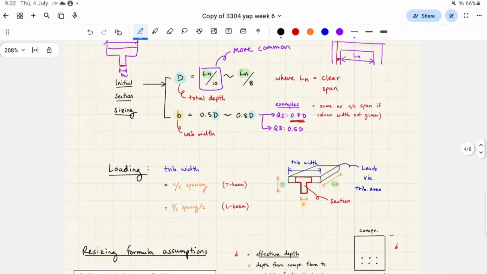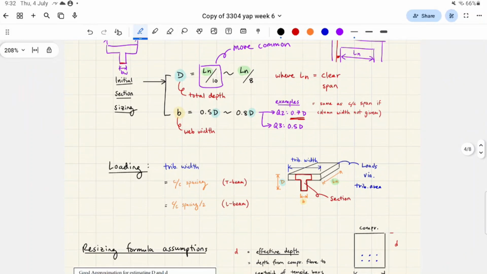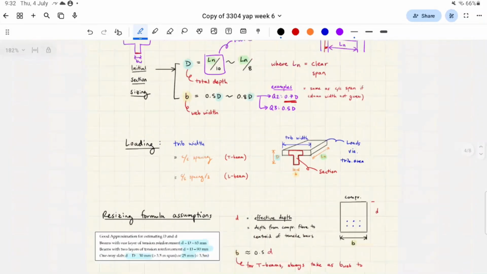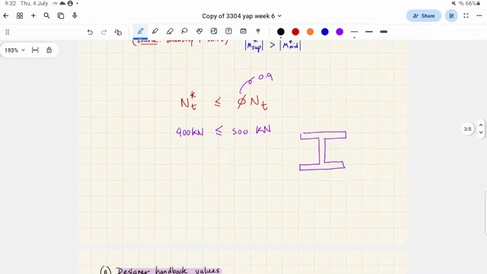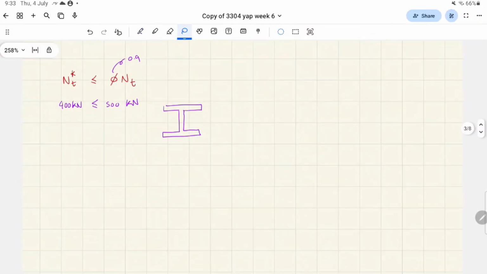Okay. Another thing after initial section sizing, you'll see in the steps, is loading, right? So tributary width. Did you have to do this in steels? Can one of the third years inform me on this? I remember it being thrown around, so I'm pretty sure, but I've forgotten it. No, but basically it looks like this.